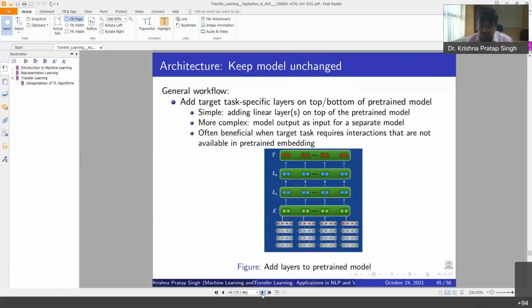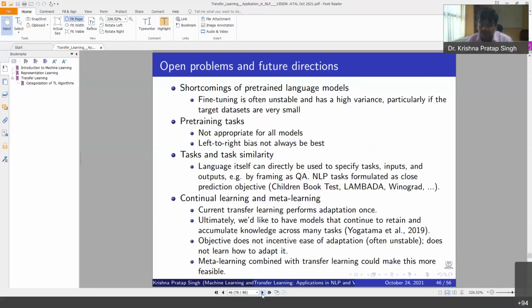I will not go into each and every detail. There are many applications you can think about, along with open problems and future directions. You might not know meta learning, so I may not go into that. One open problem is continuous learning, and the challenging part is making a transfer learning model so that when a new data set comes, it adapts each time from one task to another. How can we continuously make a learning algorithm that is adaptive, learns very well, and improves in performance?